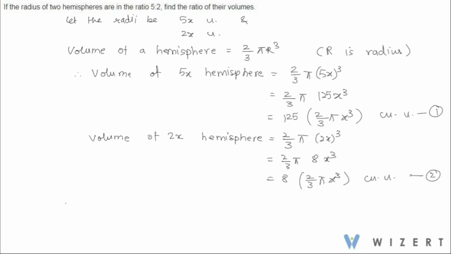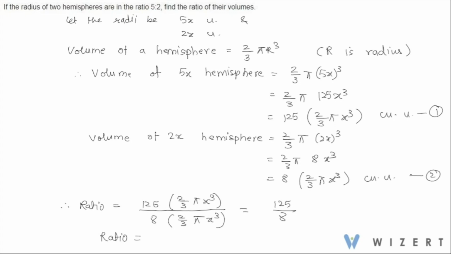So ratio will be equal to 125 into 2 by 3 pi x cube divided by 8 into 2 by 3 pi x cube. So 2 by 3 pi x cube, 2 by 3 pi x cube will be cancelled out, 125 by 8. So we have ratio equal to 125:8. This is the answer.